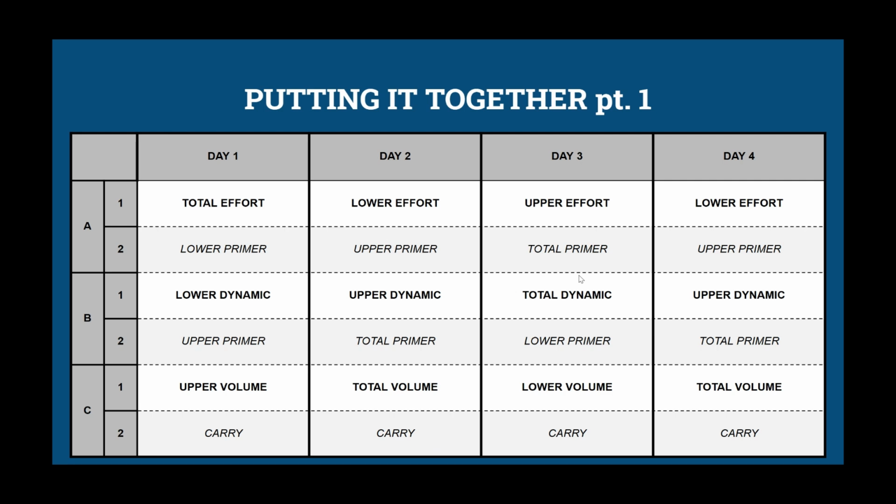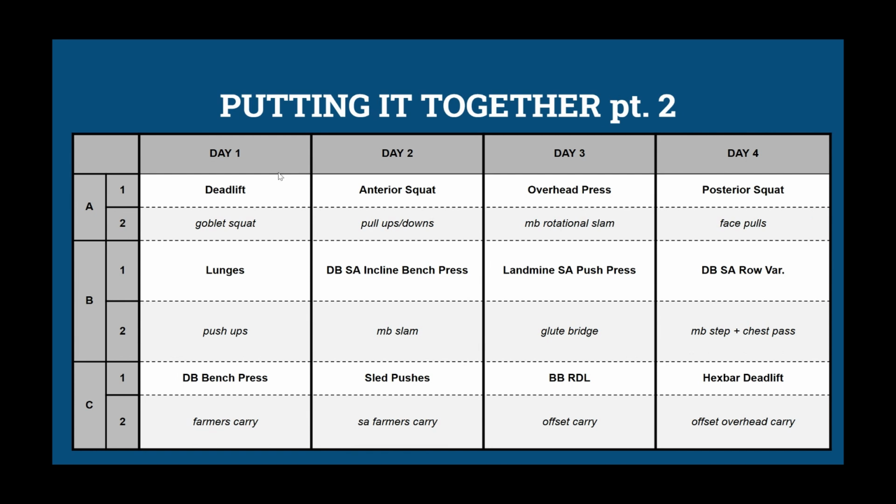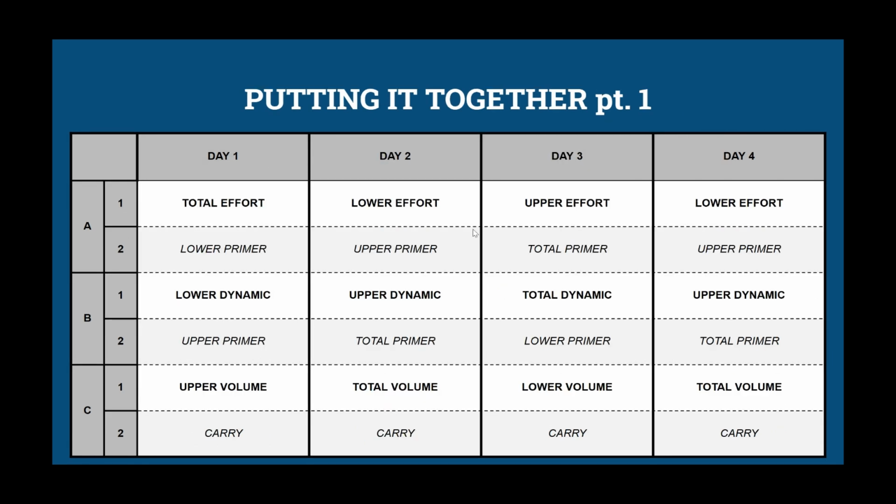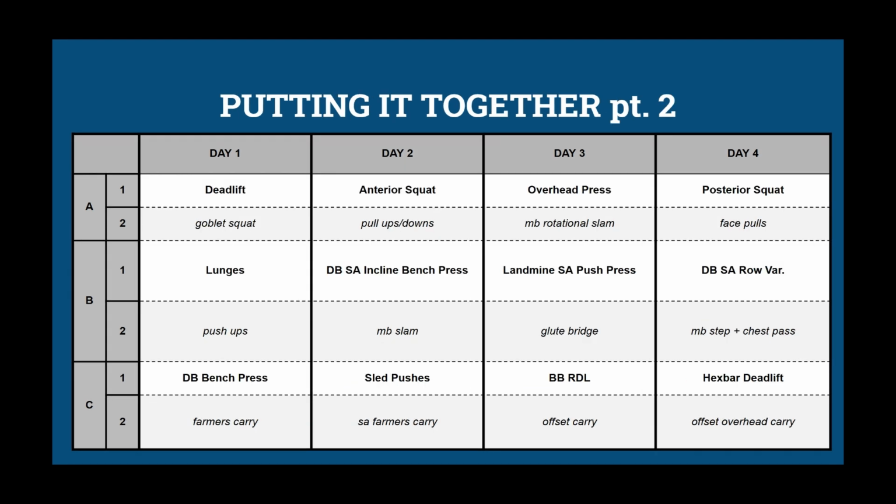And what's really nice about the tier method is our day 2 is able to be replicated to day 4 because we can load an anterior and a posterior squat pattern for our lower effort. So if day 2 is a front squat effort, we can do day 4 as a back squat effort, right? And we're taxing a squat pattern, but we're differentiating between an anterior dominant and a posterior dominant.